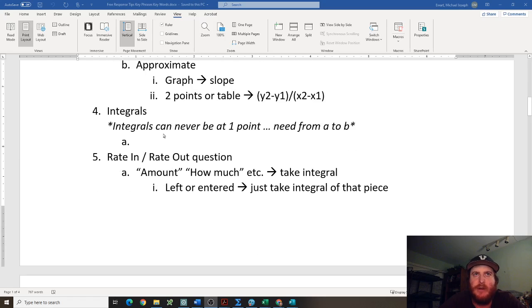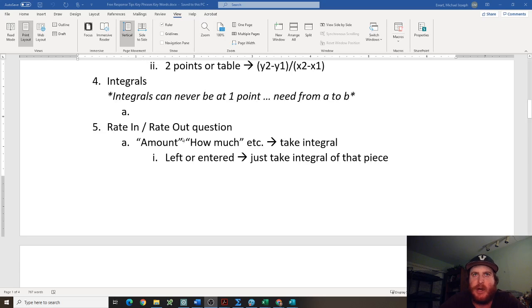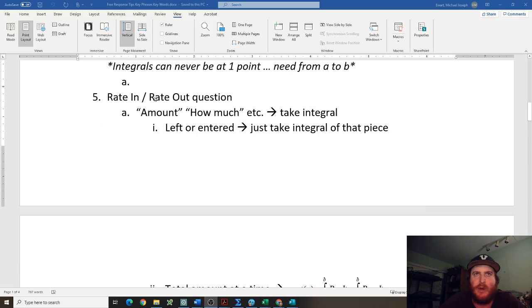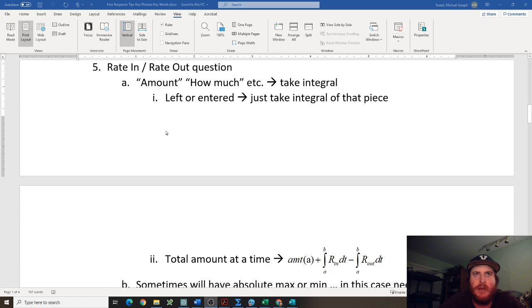Okay, for integrals, integrals can never ever be at one point. You always need from A to B. So just be careful about that. Okay, rate in, rate out question. We're going to talk about this in a bit, but this is a common question, this rate in, rate out question. If you see amount, you're taking the integral. If it says how much entered or how much left, then you just take the integral.